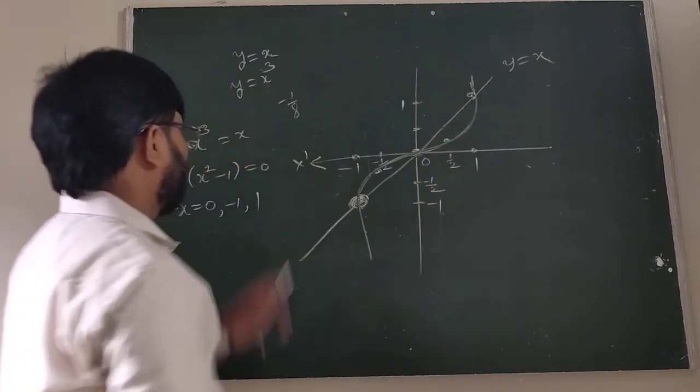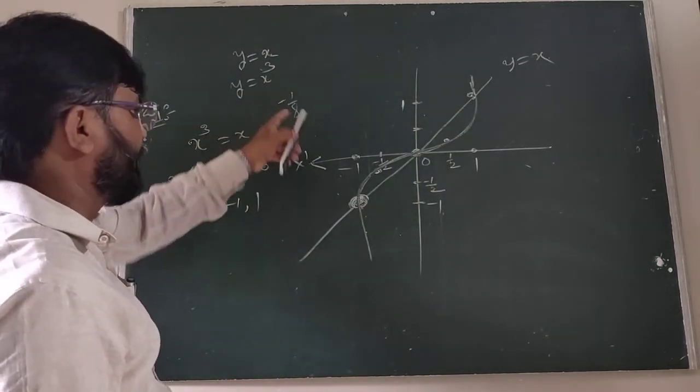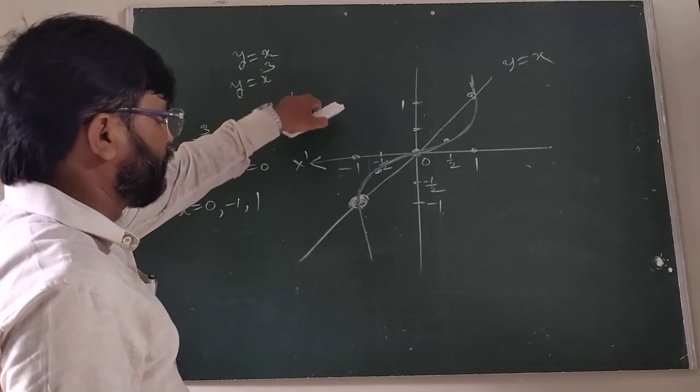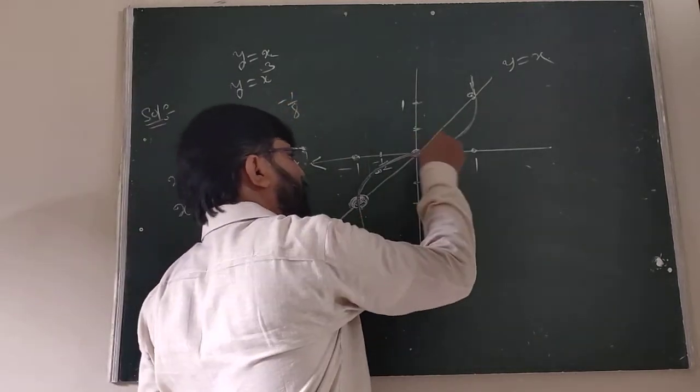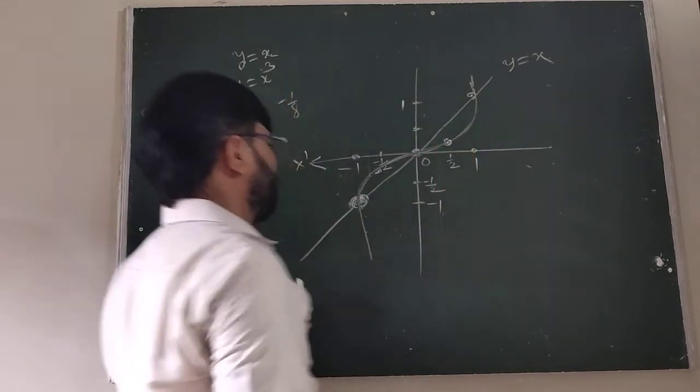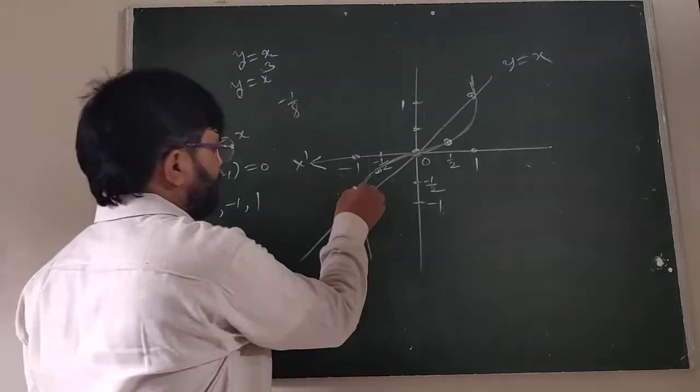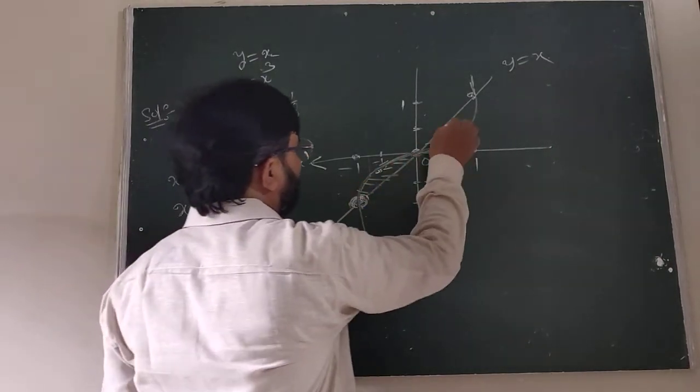But when x equals 1/2, this is 1/8. 1/8 means 0.125, which is below 1/2. This is the graph. Now this is the region we have to find.